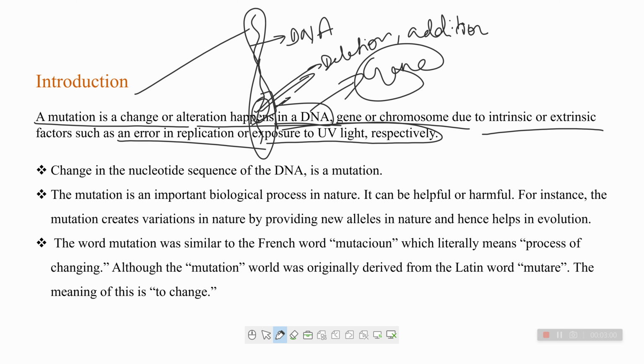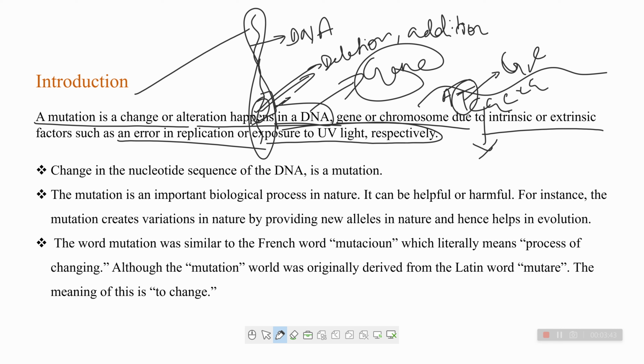If any change occurs in the nucleotides of the DNA, this is the DNA and this is the nucleotide, if any change occurs in this single nucleotide, remember, for example if T changes to G, C or any other nucleotide, then the gene will be changed. What is the purpose of this DNA change?